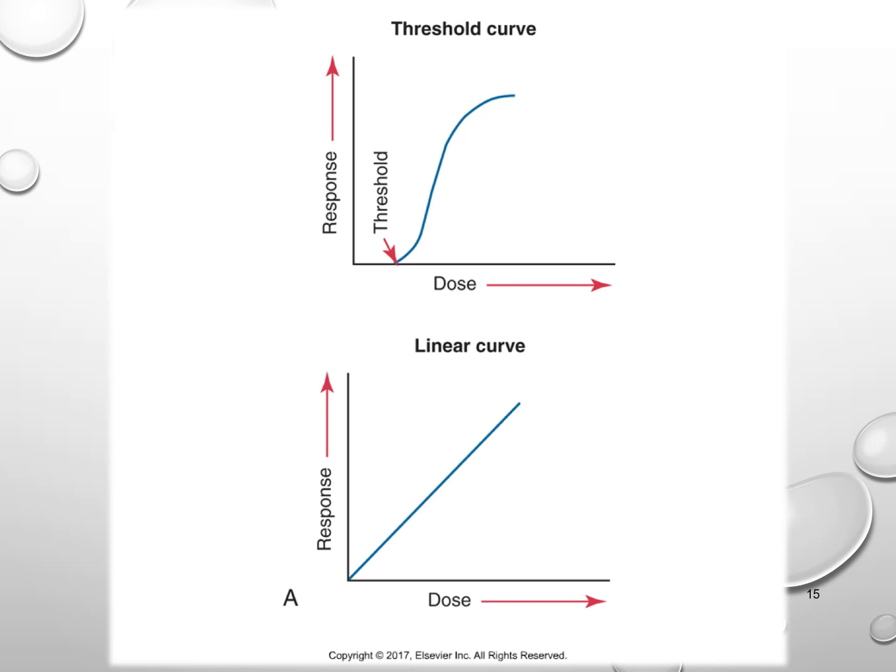Okay, so here we're going to look at the difference between a threshold curve and a linear curve. For the threshold curve, you can see this word threshold with this little arrow. This line means that there is some dose, but up until this point, there is no response in the tissue. The threshold curve also means that once we get to a certain response, the response will not continue to get greater, even though we may continue to increase the dose. It will stay constant right here.